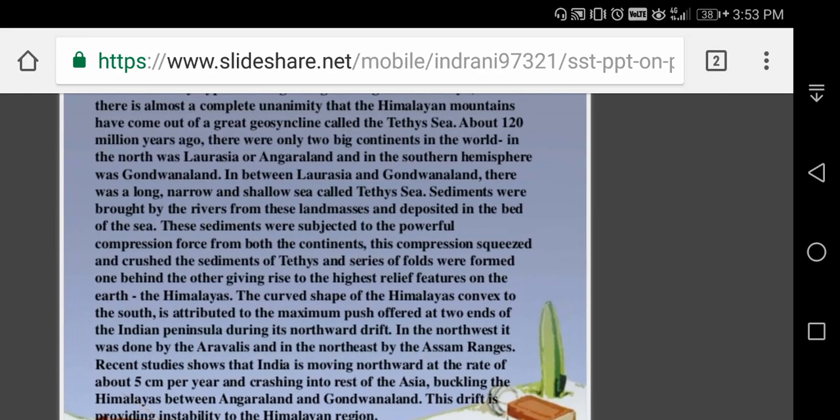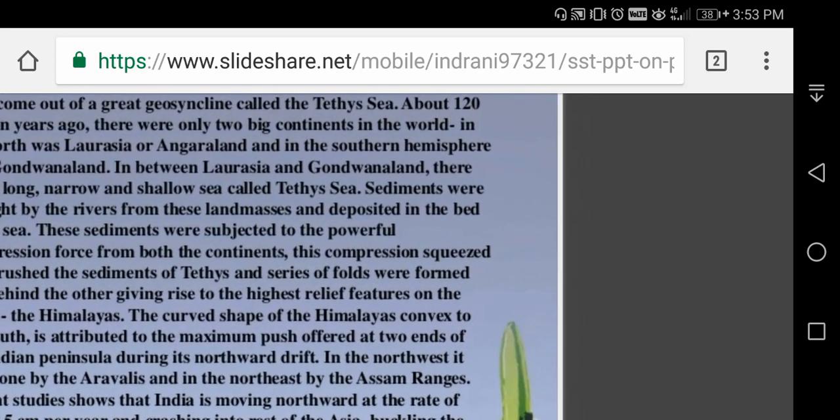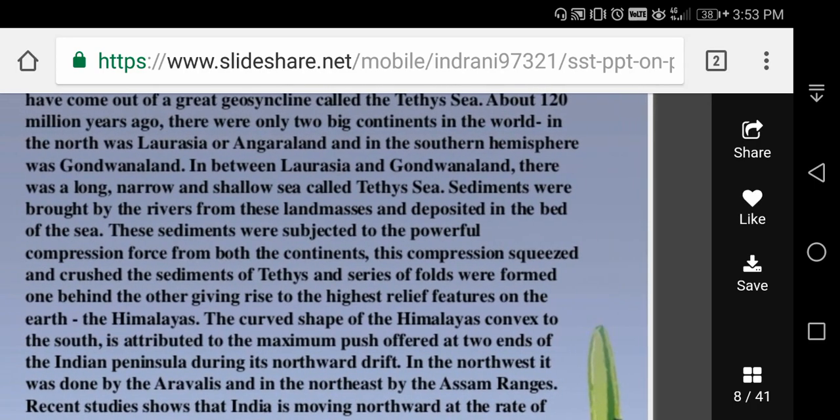The sediments were brought by the rivers from the land masses and deposited in the bed of the sea. These sediments were subjected to powerful compression force from both the continents. This compression squeezed and crushed the sediments of the Tethys, and a series of folds were formed, one behind the other, giving rise to the highest relief features on the earth, the Himalayas.